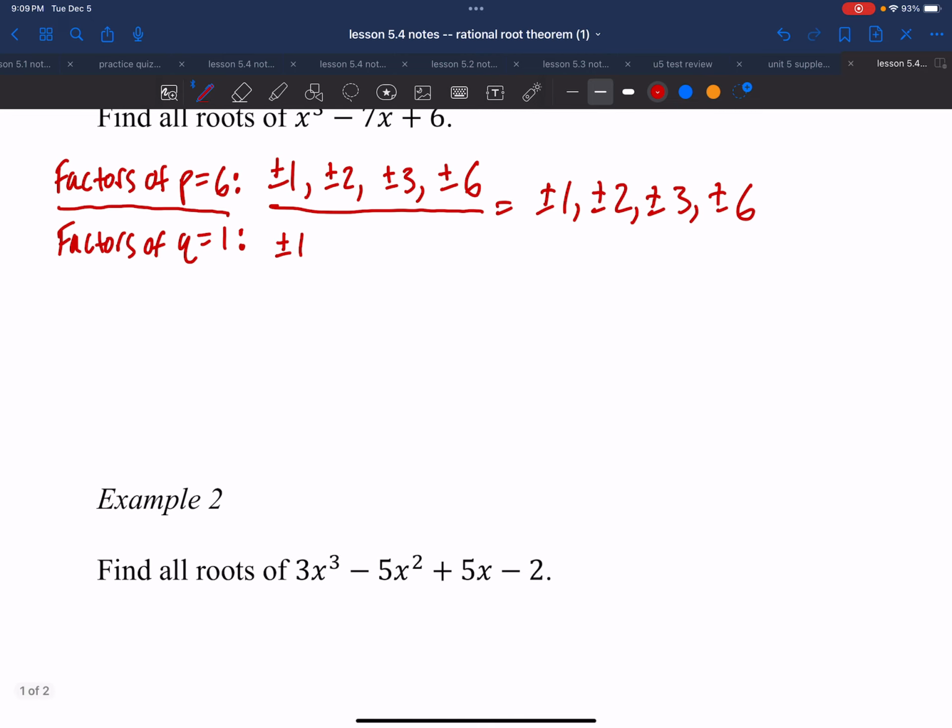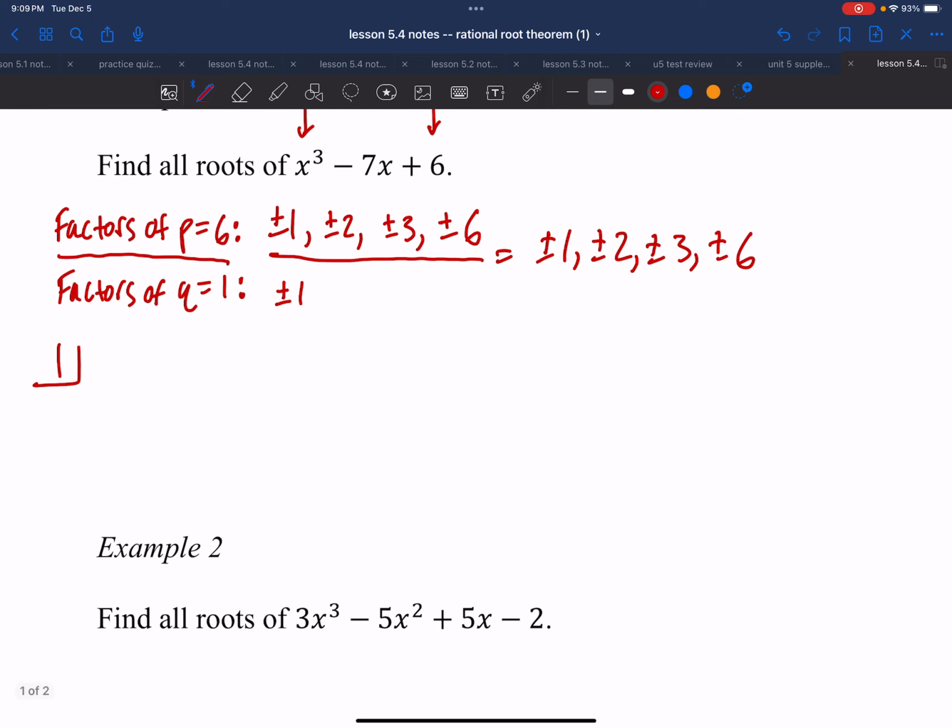So let's just start with 1. I'm using synthetic division with the root 1. Keep in mind my coefficients are 1, 0, negative 7, 6. And the reason I have a 0 here is because there's 0x squared, right? So it's 1, 0, negative 7, 6. Got to make sure you have a coefficient on every degree x term, right?